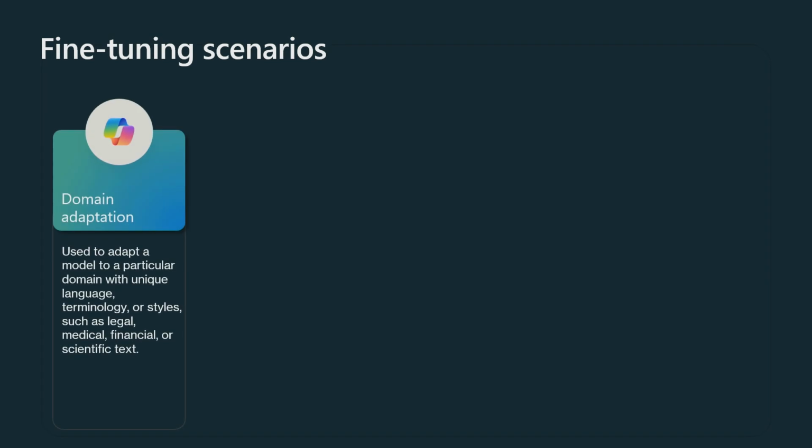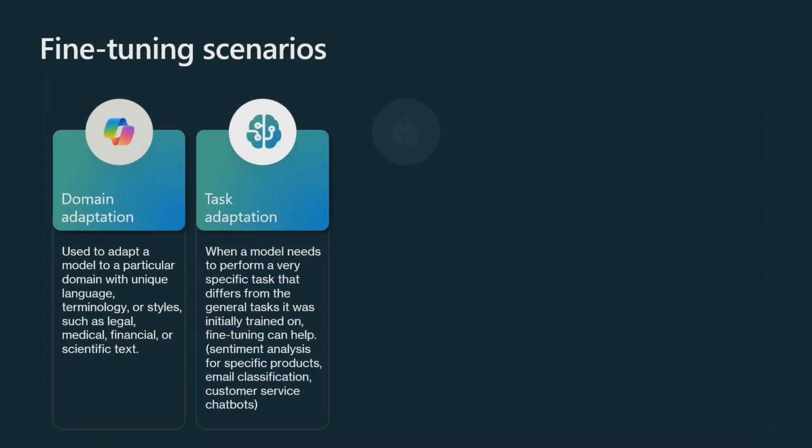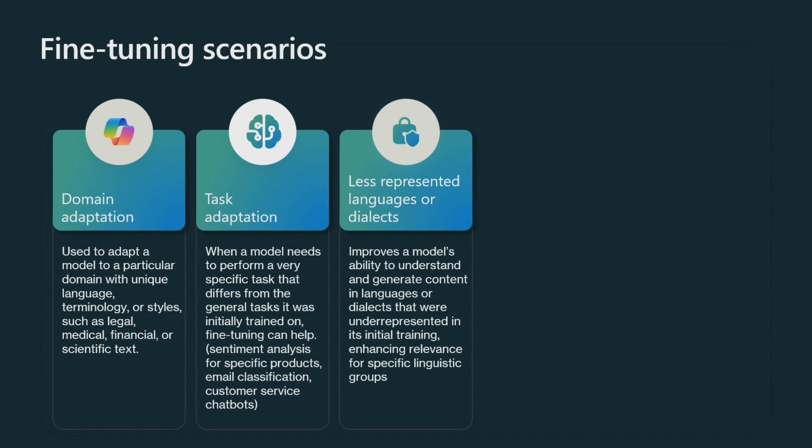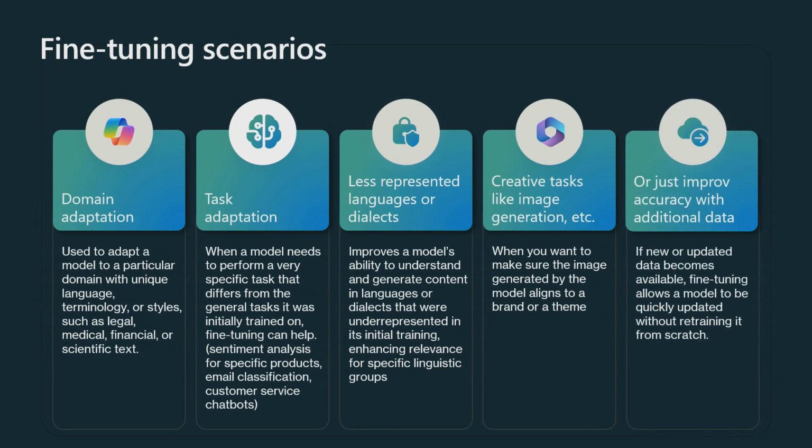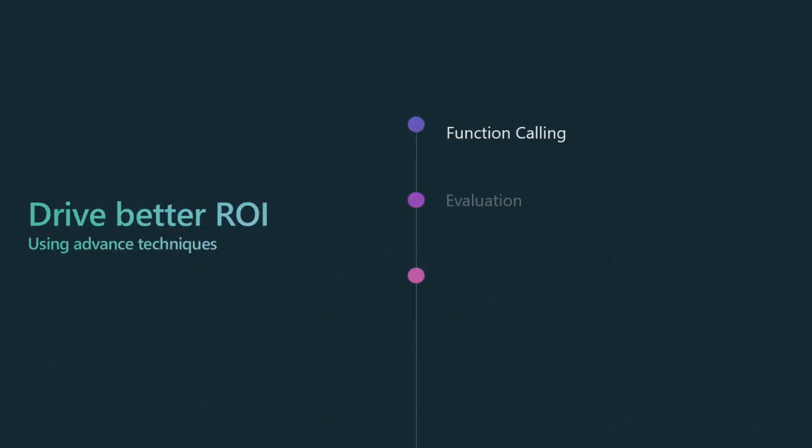In terms of scenarios, we talked about domain adaptation and task adaptation. A less known fact is that some of you might be dealing with languages which are not as common, where the vocabulary is not as well known. Those are the ones to fine-tune with. And if you want a model which is well-tuned for your brand and your specific way of handling customers or generating images, that's a good way of using it. And if you just want to improve accuracy by bringing a little bit more data, you can actually improve the quality of the model that you have.